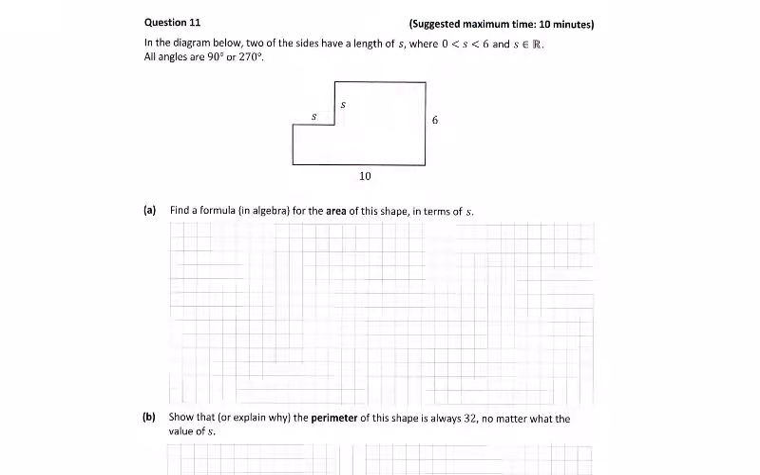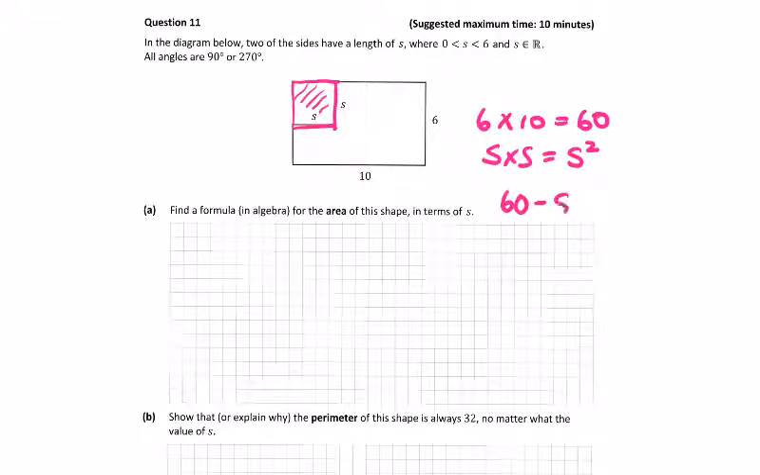In this expression question we have the diagram below, 2 sides of a length of s. We can see them here. Now I'm going to create a full rectangle here, maybe with a better diagram. Just a straight line up and straight line across is a full rectangle. The area of the full one will be 10 by 6, which is 60. And the area of this box is s by s, this side by this side. So it's a square. So s times s is s squared. So the area of the whole shape is 60 minus s squared.